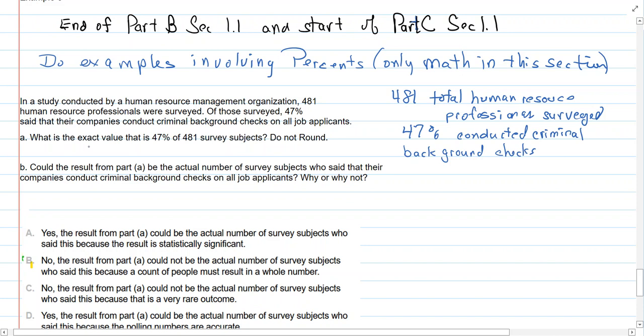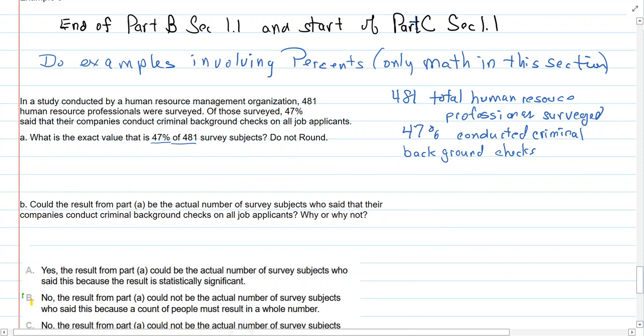It says, what is the exact value of 47% of 481? In this case, we know that we have to change 47% to a decimal. And "of" in language means to multiply. And this is our base amount. So let's do the math. Decimal .47 times the 481. Okay, let's do this math.